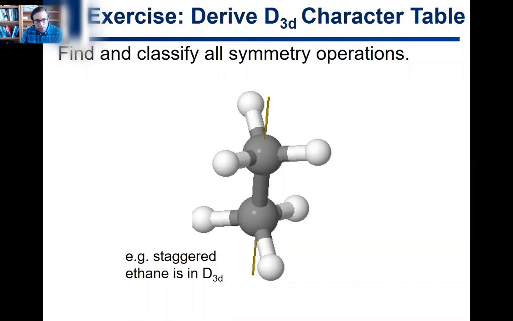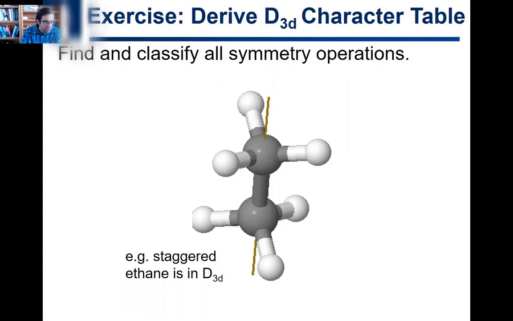Okay, so we're going to derive the D3d character table. And just as a preface, this is a great problem for us to go over in class. It's really one that you need to be looking at the models, or at least a 3D representation of a model online through the Otterbein University website. This is a point group with a lot more symmetry operations than the one that we did before, C2v.